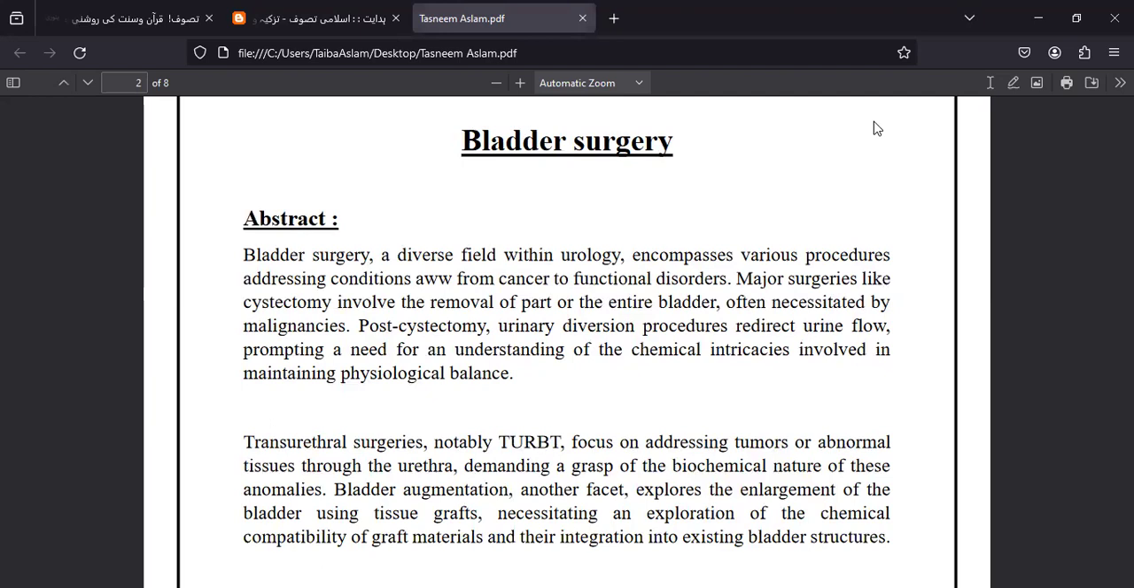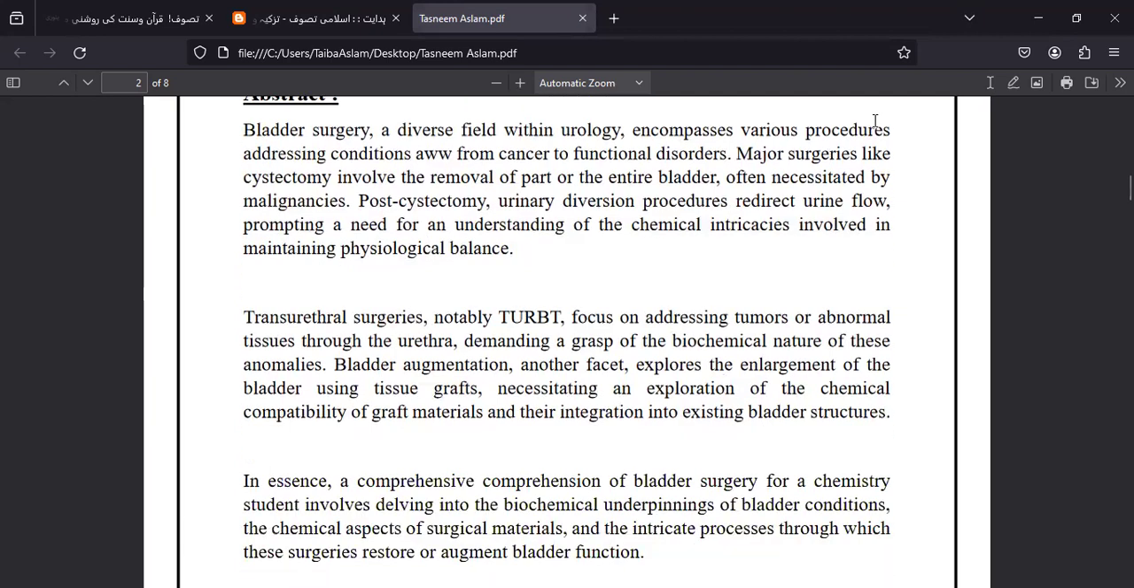Major surgeries like cystectomy involve the removal of part or the entire bladder, often necessitated by malignancies. Urinary diversion procedures redirect urine flow, prompting a need for an understanding of the chemical implications involved in maintaining physiological balance. Transurethral surgeries, notably TURBT, focus on addressing tumors or abnormal tissues through the urethra, demanding a grasp of the biochemical nature of these anomalies.